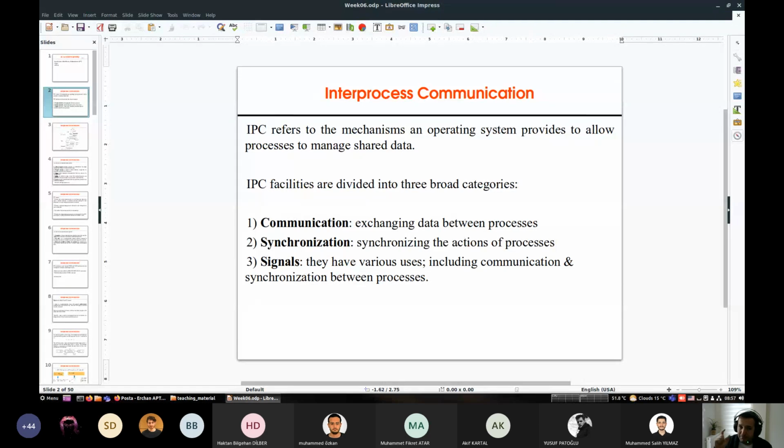Now, there are 2 main concepts under the IPC roof. The first one is, of course, communication, how to exchange data between processes. How do I send data from process A to process B? And 2, synchronizing.